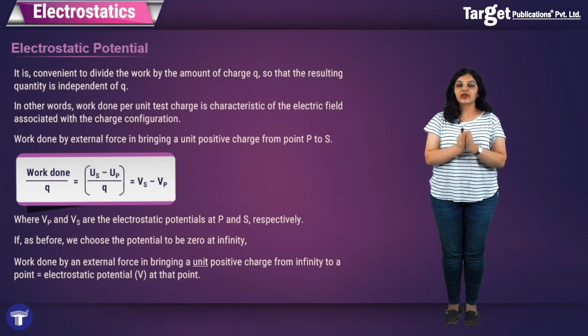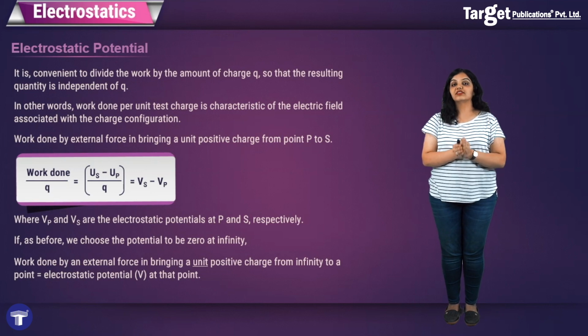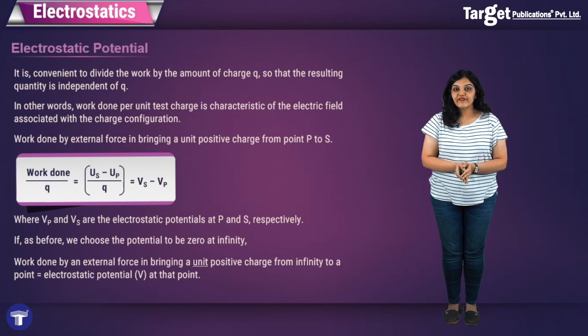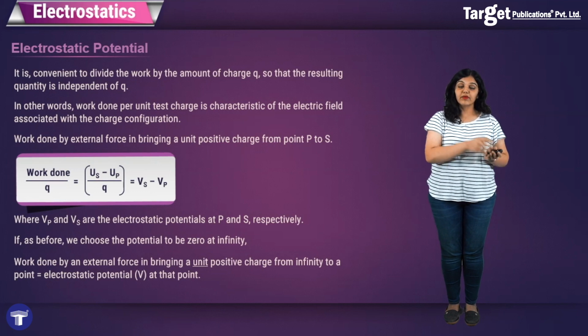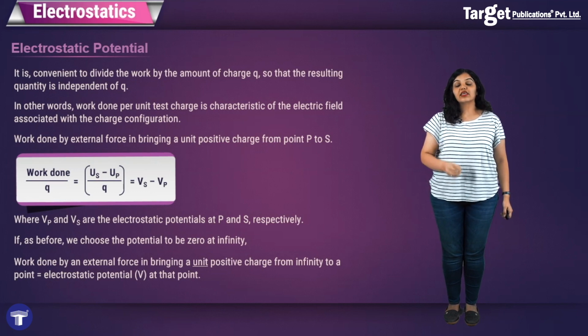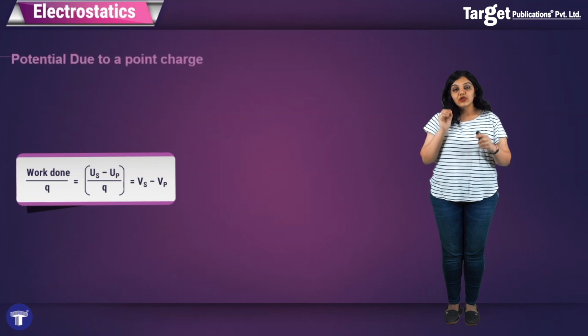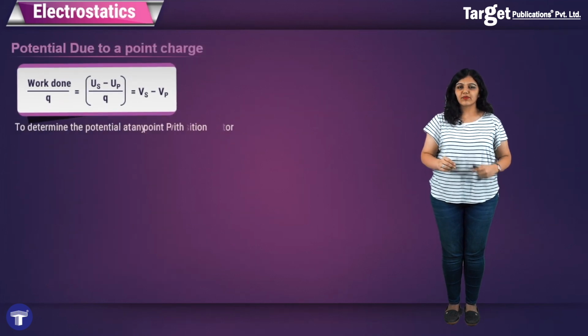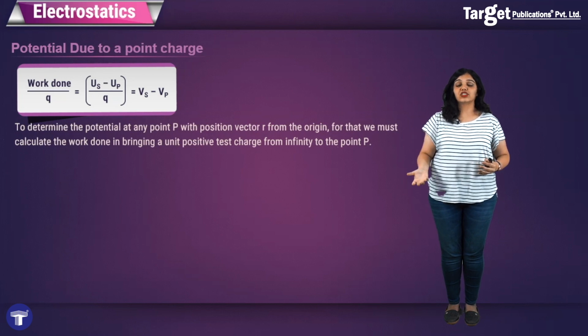So remember, we got electrostatic potential from the electrostatic potential energy. We simply divided by Q. The only difference is there we were bringing the charge from infinity to a particular point, or we were bringing it from one point to another, but we were bringing a charge. Here we are bringing a unit positive charge. We are always bringing a unit positive charge. So this is the definition of the electrostatic potential. And using this definition of the electrostatic potential, now I can find the potential due to different such charge configurations.